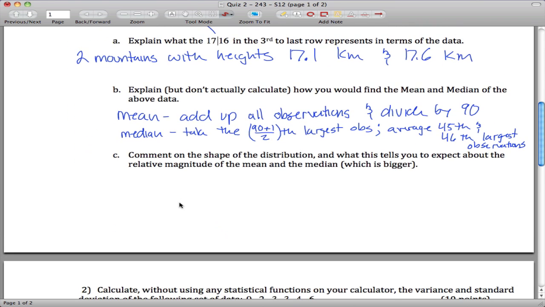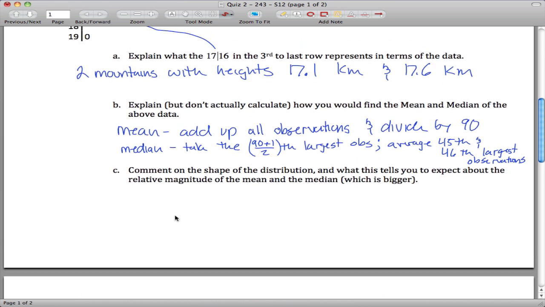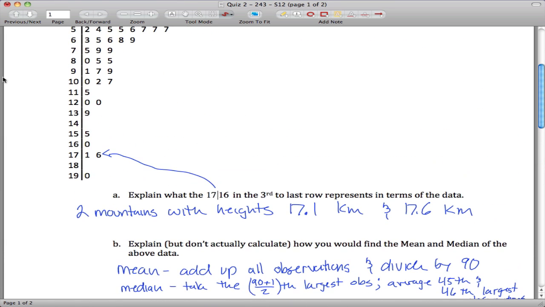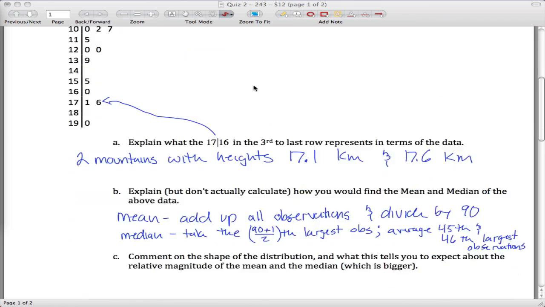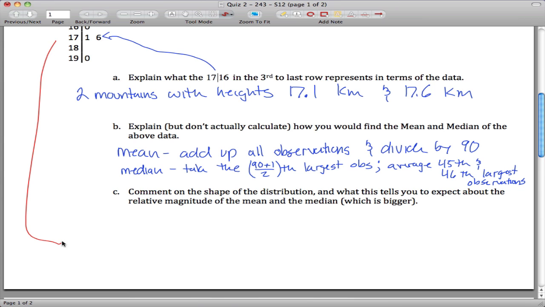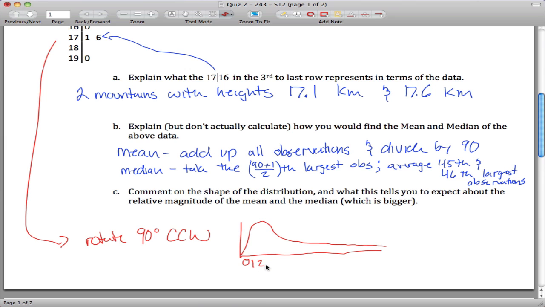Comment on the shape of the distribution and what this tells you to expect about the relative magnitude of the mean and the median. All right, so for that one, I think the easiest thing to do is look at this stem and leaf plot right here and kind of rotate 90 degrees counterclockwise. And what you'll get is something that looks like this. We got 0, 1, 2, 3, and then 19, 18 way out here. And the shape of this distribution is definitely right skewed.